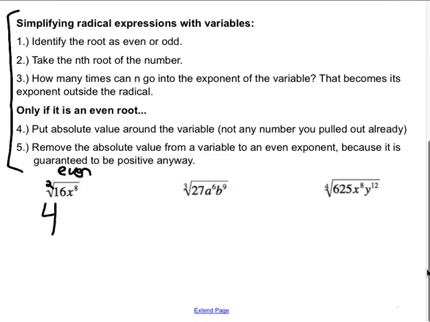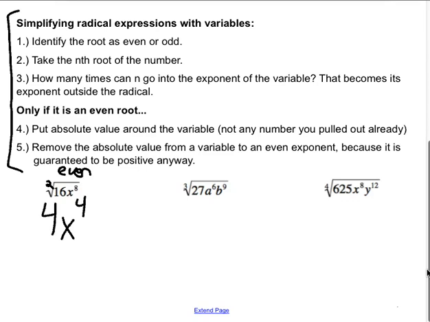And in terms of the exponent, x to the 8, you're going to see how many times can 2 go into 8? Well, 2 can go into 8 4 times, right? 2 times 4 is 8. So on the outside of the radical, it becomes x to the 4, because that's how many times the index went into the exponent, right?